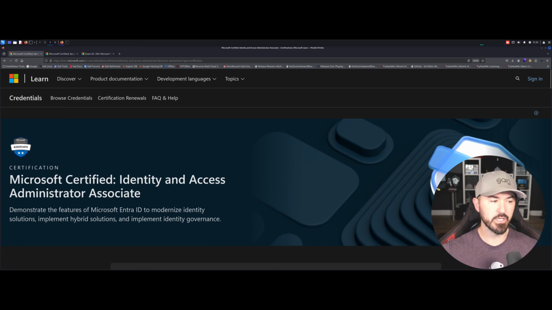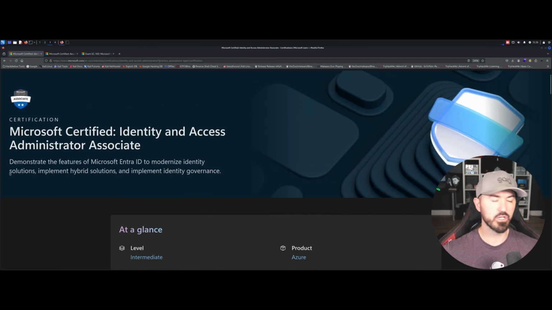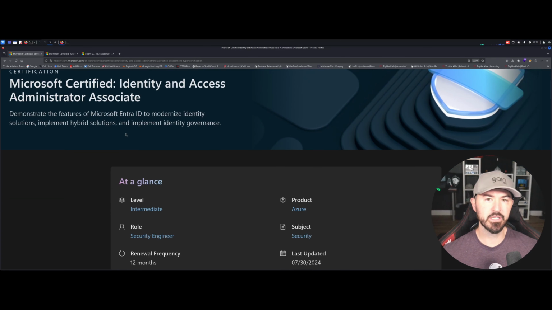So here is the first one that we're going to go over, right? So we have the SC300. The SC300 is the Microsoft Identity and Access Administrator Associate. There is the fundamental or foundation level, then there's the associate, and then there's expert. The certifications that I've taken in June, 3 of them were the associate level, and then I have 1 expert level, which is Microsoft Cybersecurity Architect, the SC100 exam. But we're not there yet.